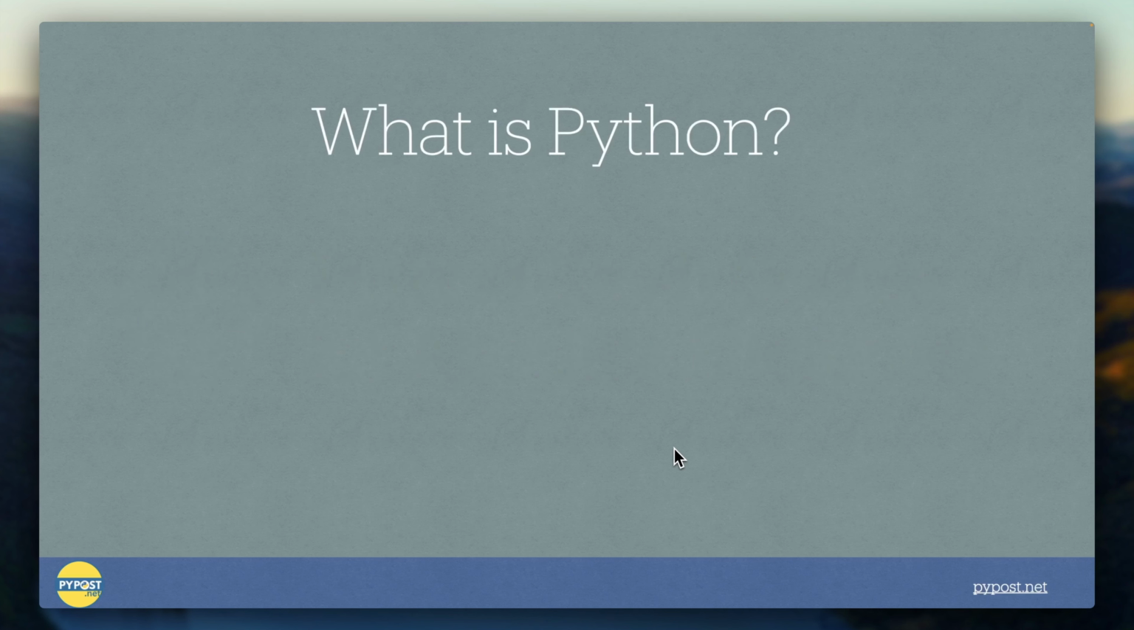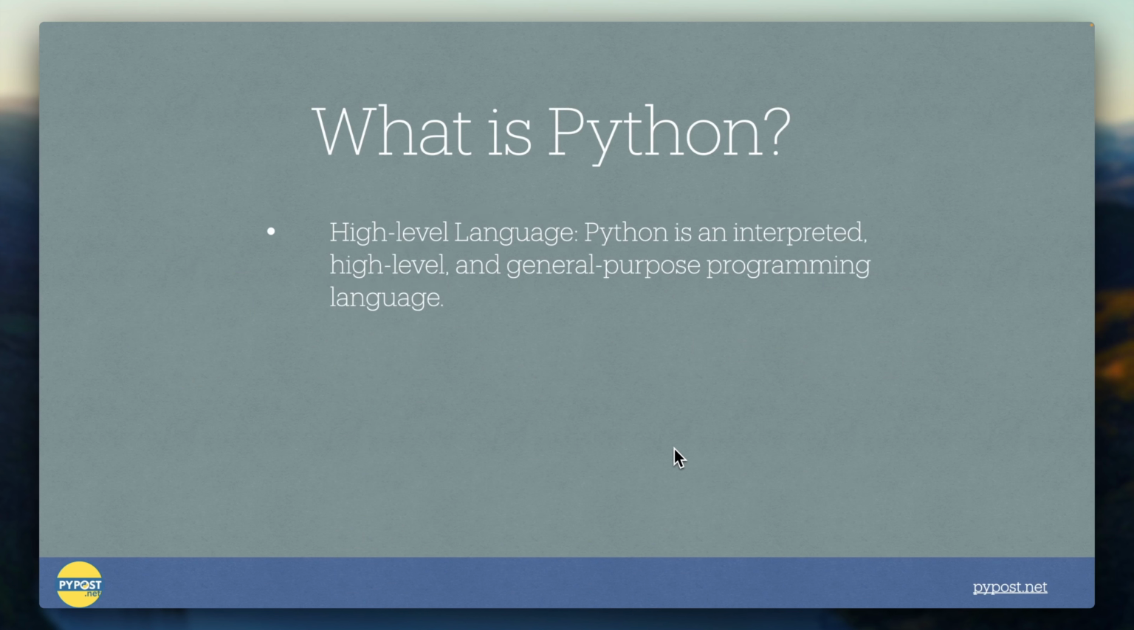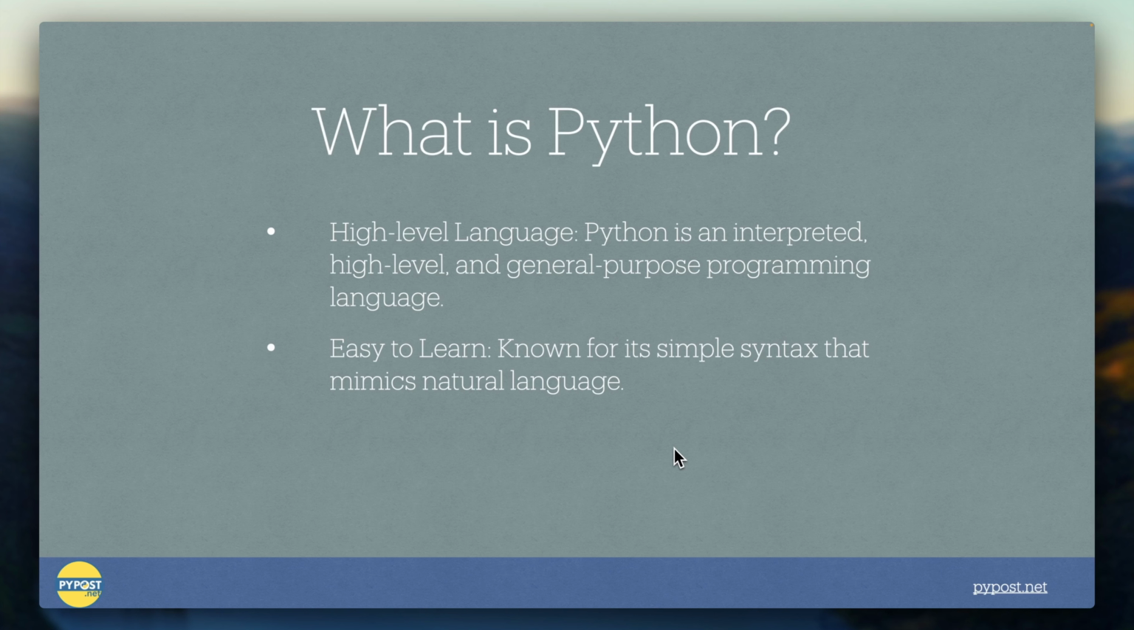So now, what is Python? Python is a high-level interpreted general-purpose programming language, known for its simplistic syntax, which mimics natural language.